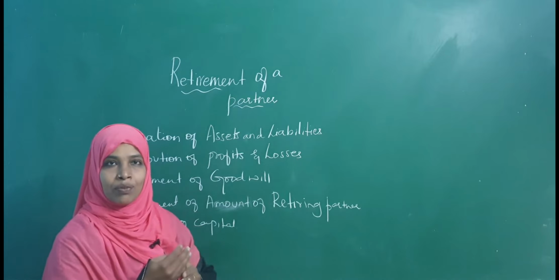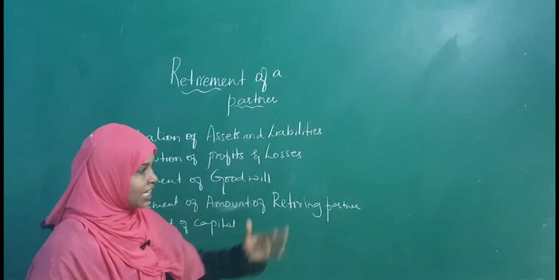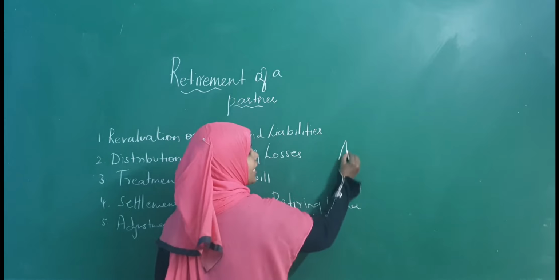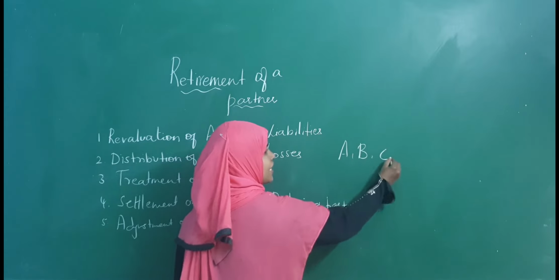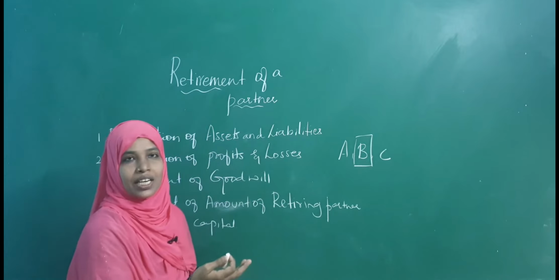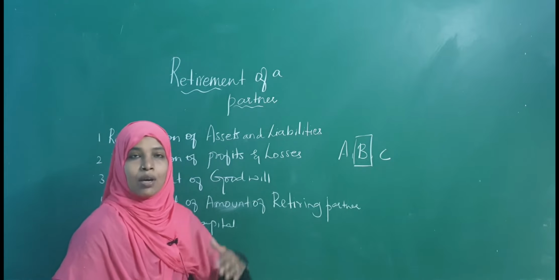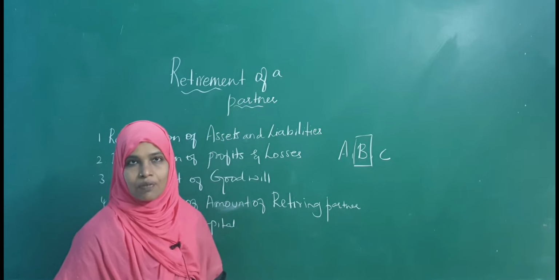But in admission, two partners will be there and one more new partner will be admitted. But in retirement, suppose A, B and C are partners, B may retire. So when one partner retires, we are going to deal with the adjustments. Now in admission of a partner we have done sacrifice ratio.